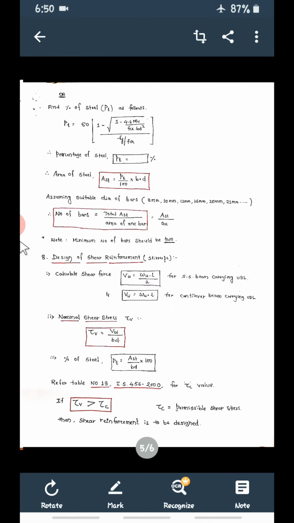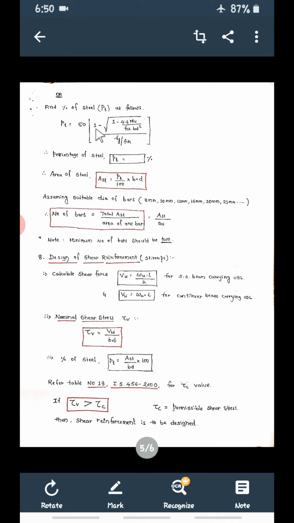Or another simple equation is this. Instead of calculating area, first I am going to find out the percentage of steel, that is pt. pt means percentage of steel. So how to calculate the percentage of steel? This equation, we have already used. So percentage of steel is equal to 50 into bracket 1 minus root of 1 minus 4.6 Mu divided by fck bd square, whole divided by fy upon fck. So from this we can get the percentage of steel, that is pt in terms of percentage.